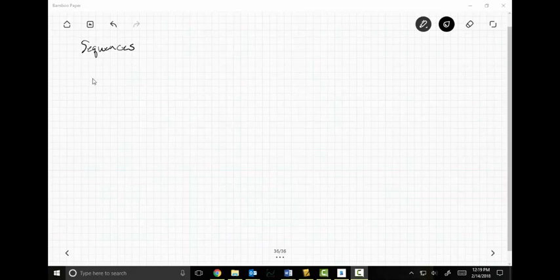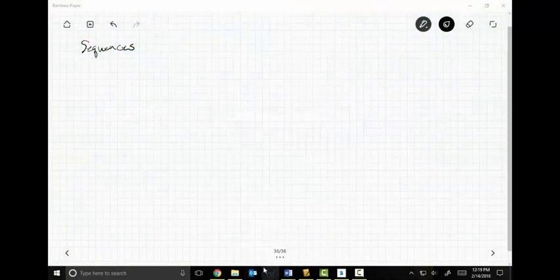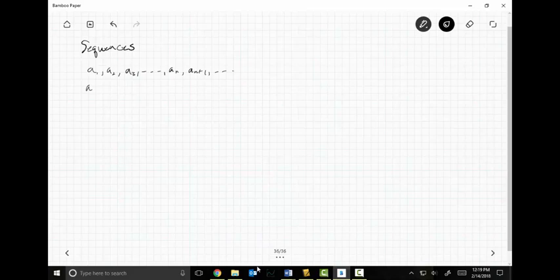Think of a sequence as just being a box with a bunch of numbered, ordered elements. So you'll typically see sequences written in this way, A1, A2, A3, and then dot, dot, dot, and then you'll have an A sub n, and then A sub n plus 1, comma, dot, dot, dot. You'll also just see this written as the set of A sub n, as n goes from 1 to infinity.